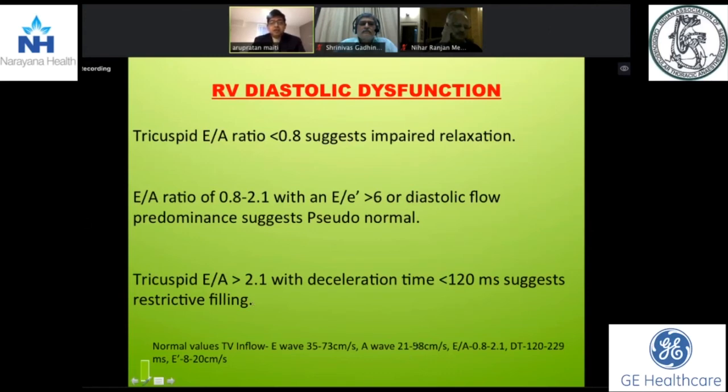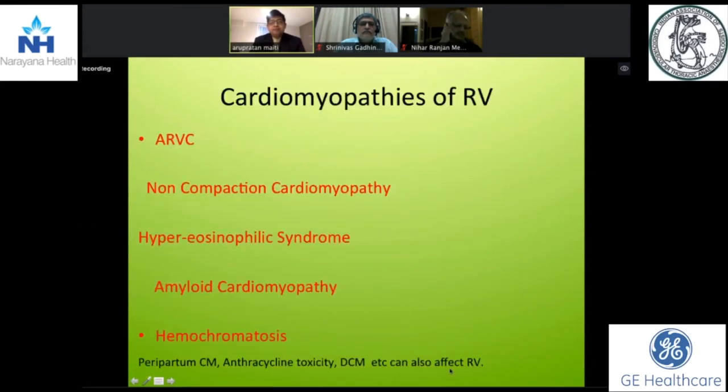There are some normal values of the E by A. So what are the cardiomyopathies which affect the right ventricle? First is arrhythmogenic right ventricular cardiomyopathy. In this case, you will typically see a dilated right ventricle, prominent right ventricular outflow dilatation, which is a hallmark feature, prominent trabeculations, and a prominent moderator band. Obviously, the ejection fraction will be very low.